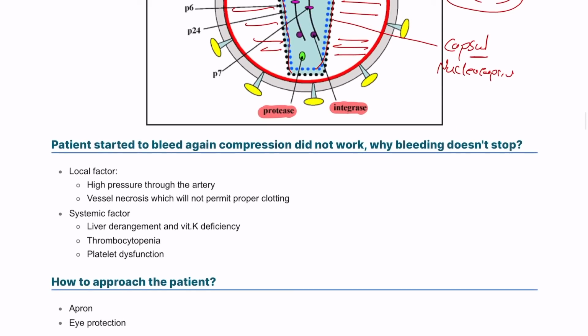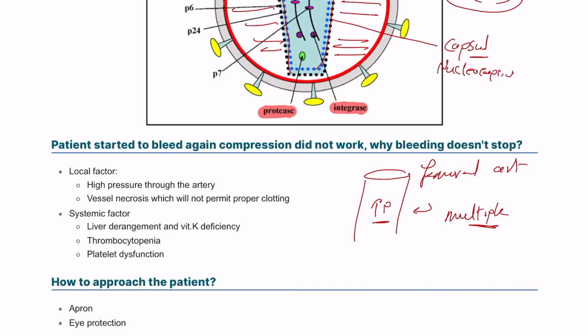The patient started to bleed again, but the bleeding doesn't stop. Obviously the bleeding is coming mostly from a femoral artery. The femoral artery is high pressure, so that high pressure can prevent the bleeding from stopping. If you read the stem again, the patient had multiple venipunctures. That can cause the surrounding tissue to be friable, and it will make it quite hard for the compression to work. So these are the local factors for failure to stop the bleeding.